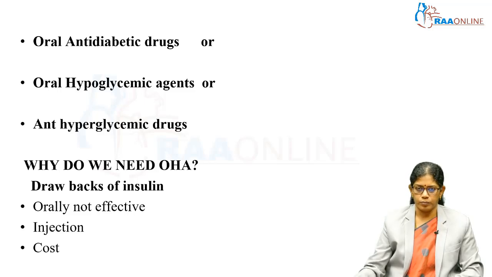Why do we need this group of drugs? Insulin is the best choice available for treating diabetes mellitus. For replacing insulin deficiency, we can give insulin. Why do we have to go for these group of drugs? Because of certain conditions. The first thing is insulin is not orally effective. The second one is it has to be given by subcutaneous injection. The third one is cost. Mainly because of these reasons, we go for OHA, that means oral hypoglycemic agents.